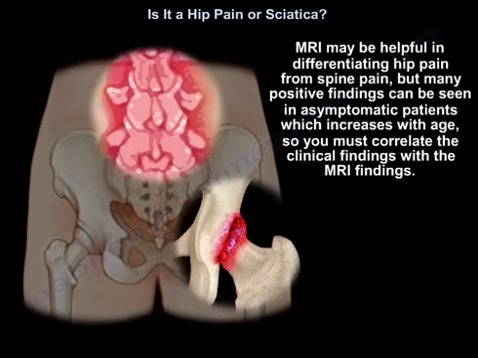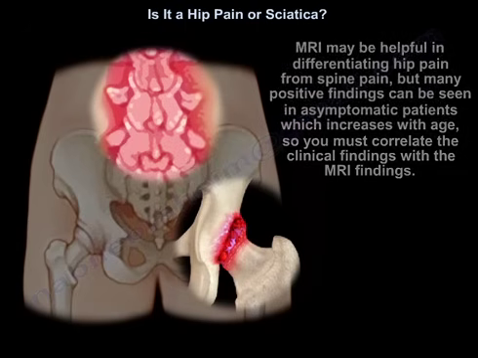MRI may be helpful in differentiating hip pain from spine pain, but many positive findings can be seen in asymptomatic patients, which increases with age, so you must correlate the clinical findings with the MRI findings.